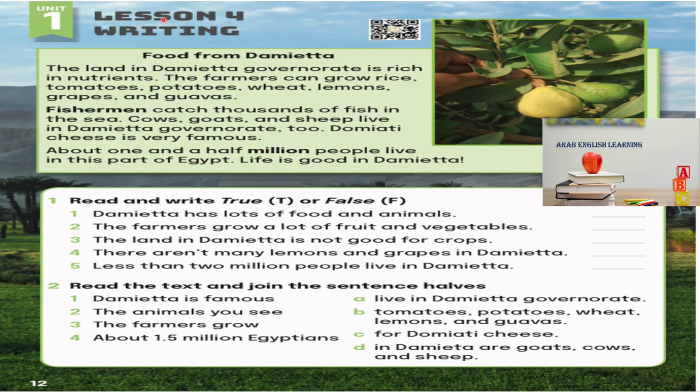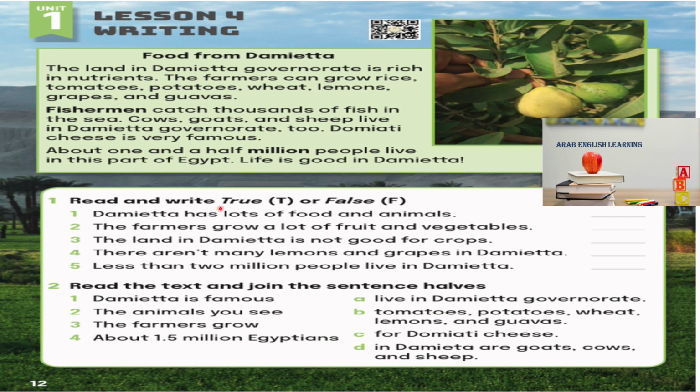Page 12, lesson 4, food from Damyata. The land in Damyata governorate is rich in nutrients. The farmers can grow rice, tomatoes, potatoes, wheat, lemons, grapes, and guavas. Fishermen catch thousands of fish in the sea. Cows, goats, and sheep live in Damyata governorate too. Damyati cheese is very famous. About 1.5 million people live in this part of Egypt. Life is good in Dumyata.